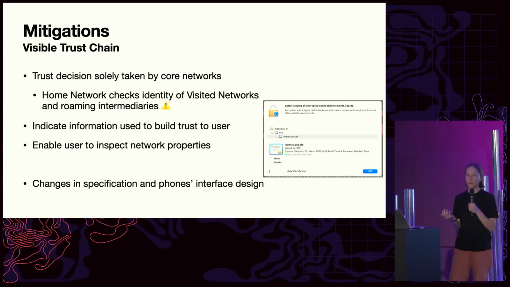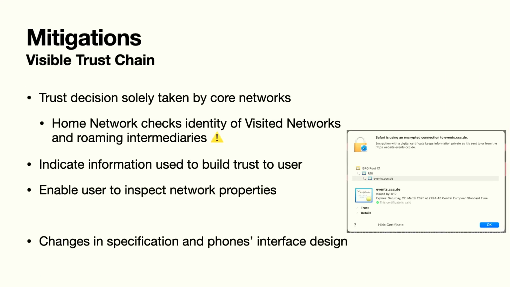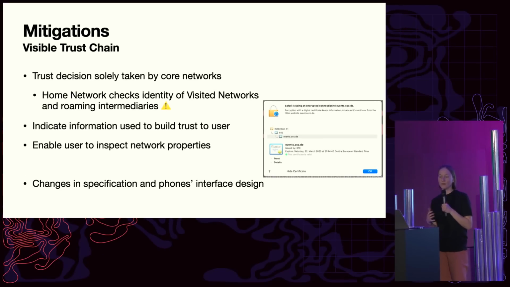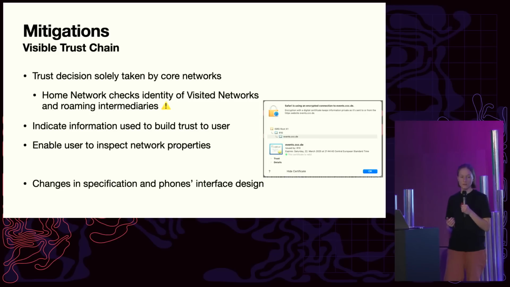Another thing we could think of is to have a visible trust chain. Because right now the trust decision is only taken by the core network. So your home network checks the identity of the visited network requesting an authentication vector, and your home network checks the identity of the roaming intermediaries. But you as a user don't see any of those. So we could think of just showing the information which was used to build up the trust for the connection to the user. I mean, as you might know it from TLS, you can inspect the certificates, and then you know who's in the chain and what's behind your connection.